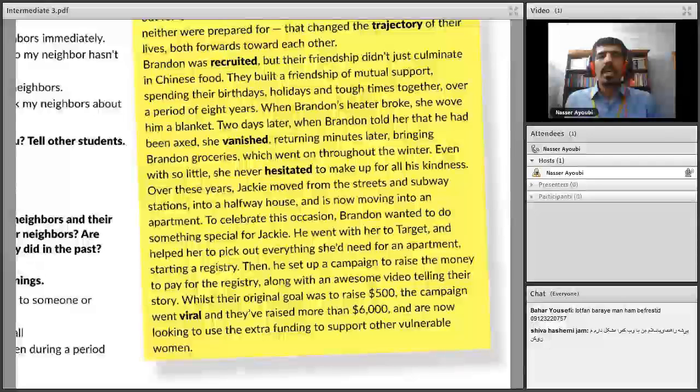She had a new apartment and she had to furnish it. There was no furniture, she has to furnish it. He helped her to pick out, to buy everything she would need for an apartment, starting a registry. This help started from a registry office. When you want to buy a house, this buying means you transfer the ownership from one person to another person. In order to do this transfer, you have to go to an office to change the name of the ownership from person A to person B. So he wanted to rent or buy a house, and they have to do this.